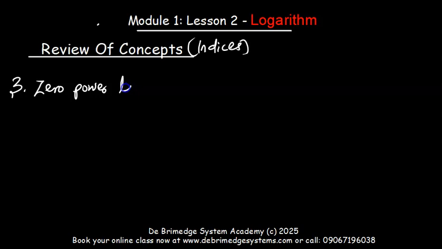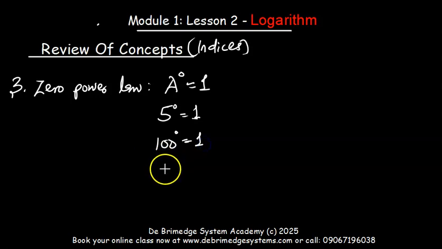The zero power law says that any number raised to the power of 0 is equal to 1. Any number at all. It could be 5 raised to the power of 0, that will give me 1. It could be 100 raised to the power of 0, it should be 1. It could be c raised to the power of 0, it should be 1.